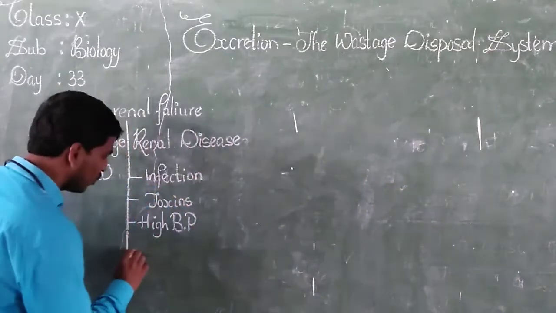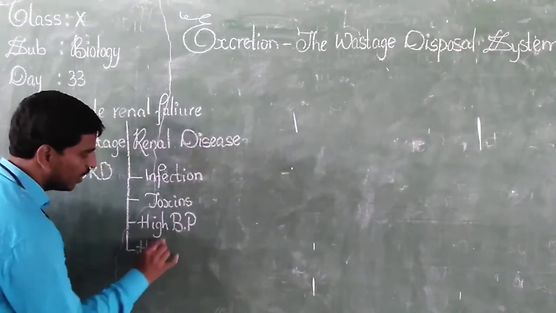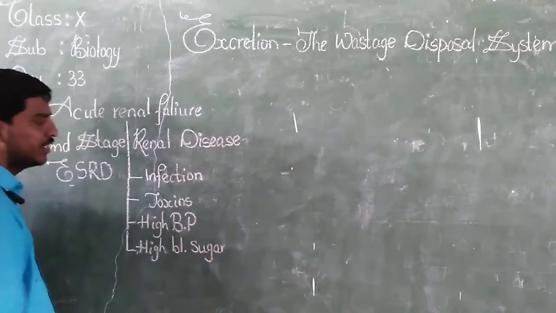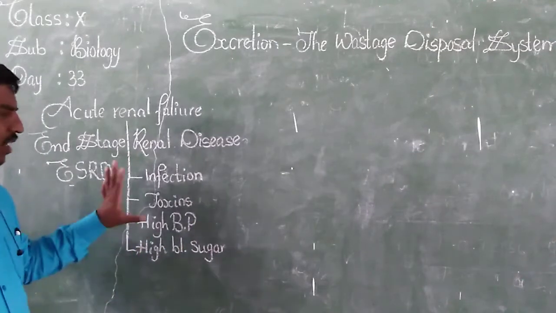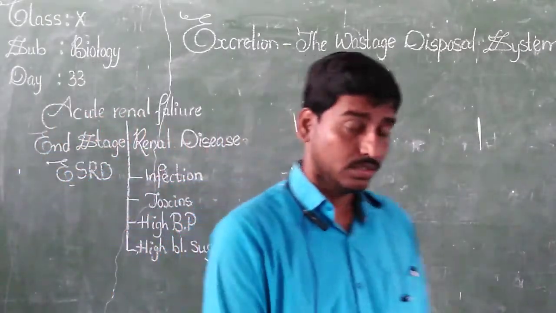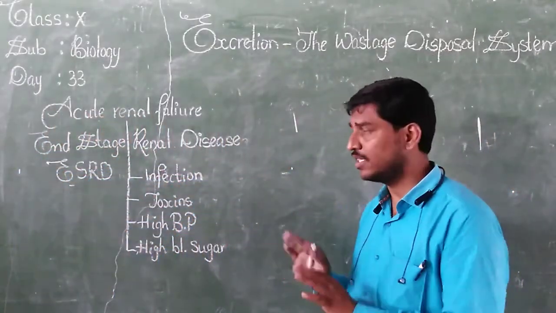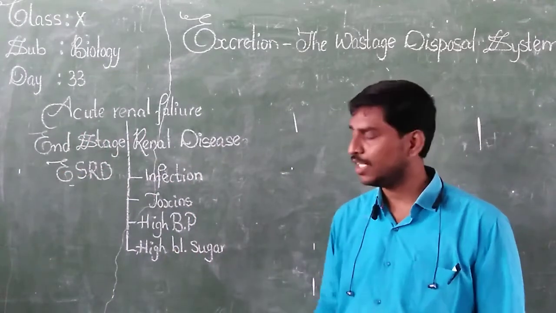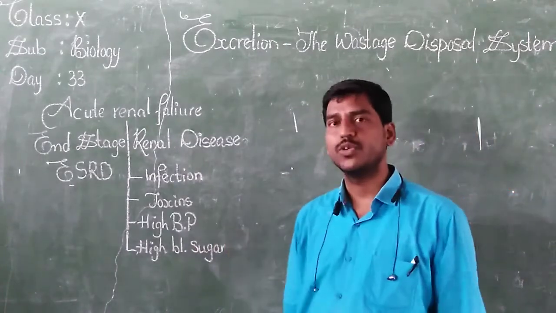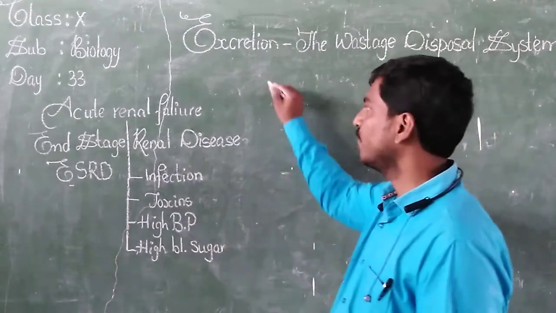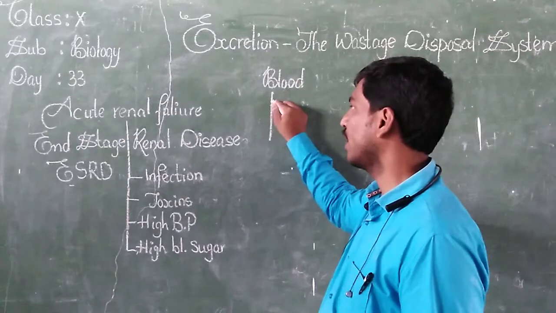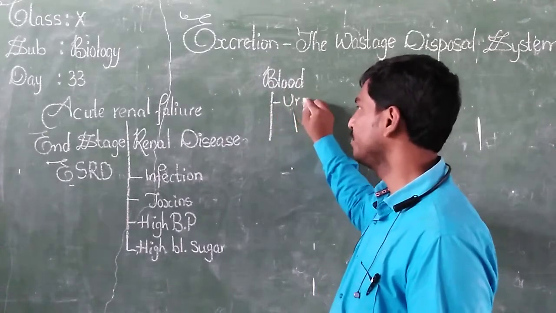Then one more thing: high blood sugar levels. Due to high blood sugar levels also, kidneys may fail. Of course, these are a few causes which make kidney damage. Now, we want to understand whether the kidney is functioning properly or not, so we want to go for tests, right? If you want to know, what we need to do is go for a blood test. Definitely, when you go for a blood test, if the particular samples like urea, right?